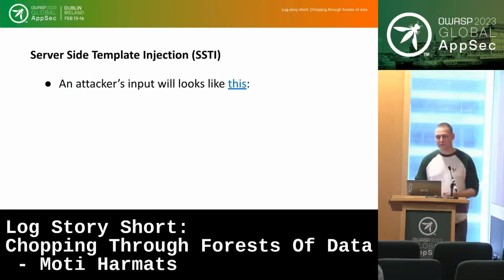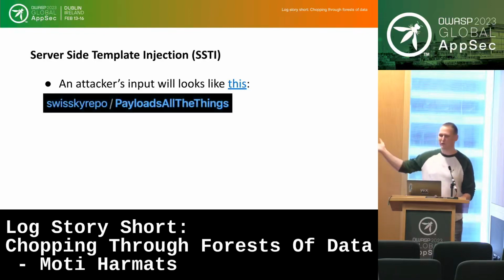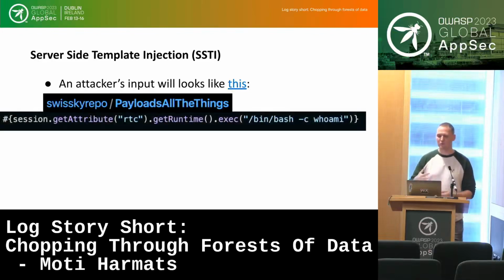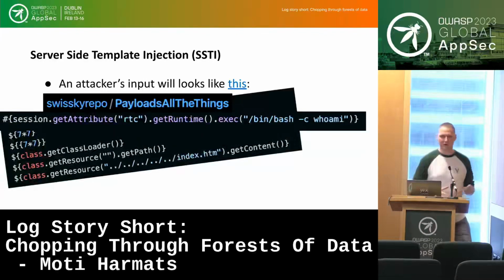Let's take server-side template injection. An attack input would look like this. If you know PayloadsAllTheThings, it's a great repository, a cheat sheet with lots of different attack payloads. So we all know what a payload looks like. And SSTI, if you're not aware, is a vulnerability that involves template engines that render stuff on the server side.